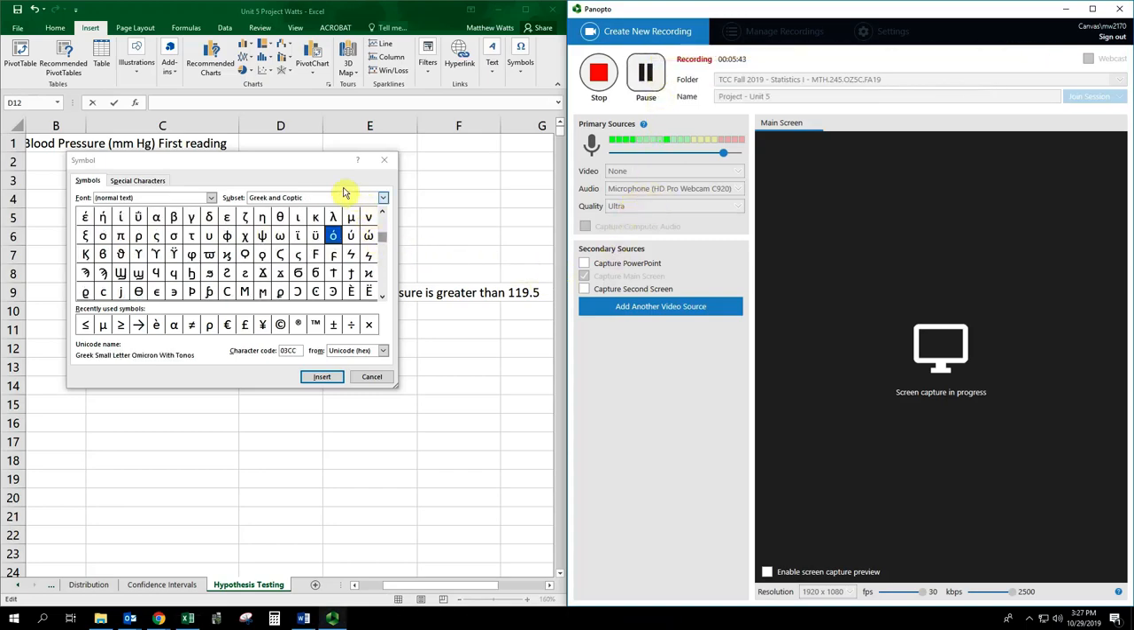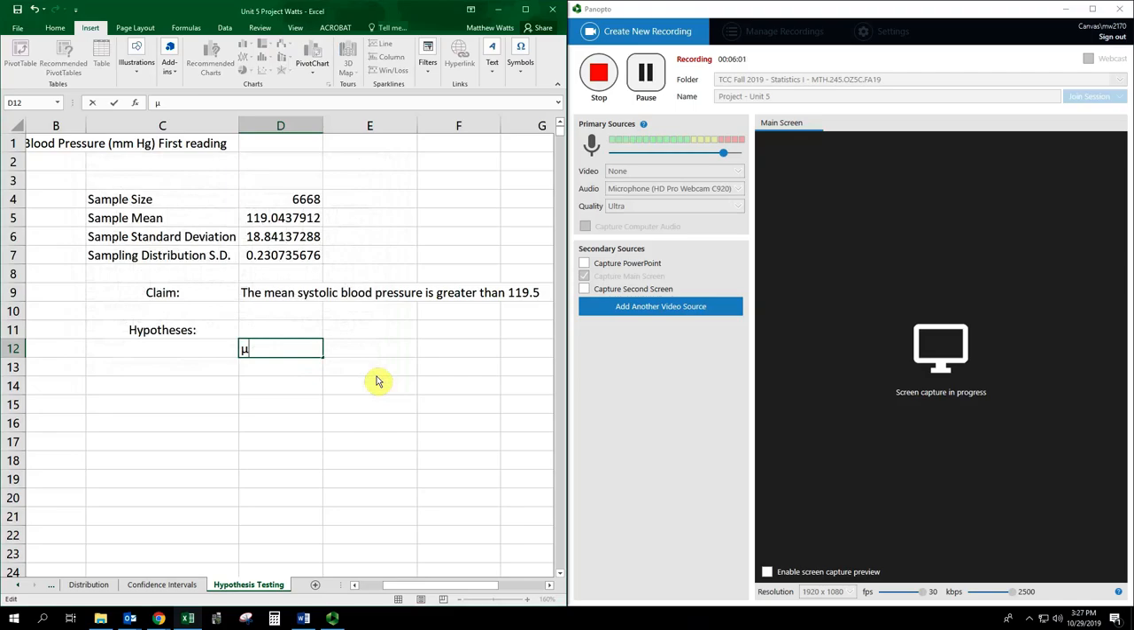Okay, sorry about that. I found out if you look at the subset under Greek and Coptic, you should be able to find that symbol. Here it is, the small Greek letter mu. And once you have found that, which I did a while ago, it'll appear in your recently used symbols, and you won't have to go through all that to find it again. So anyway, mu, and then greater than, and then 119.5.